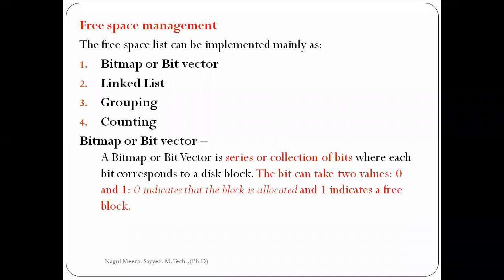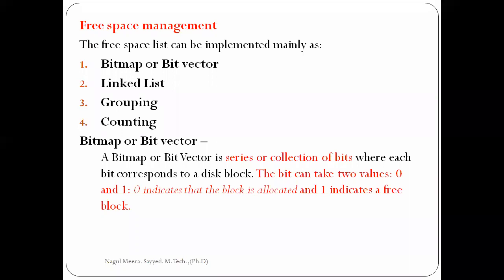In this, there is a collection of bits where each bit corresponds to a disk block. The collection of bits is used to represent whether a block is free space or occupied with some data. In this, two types of values are used. What are those? 0 and 1.